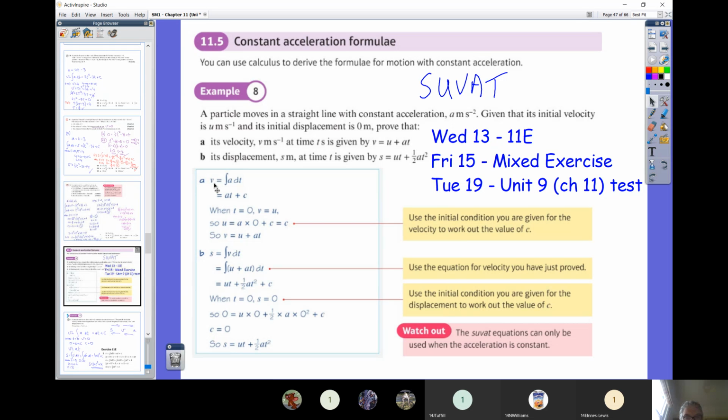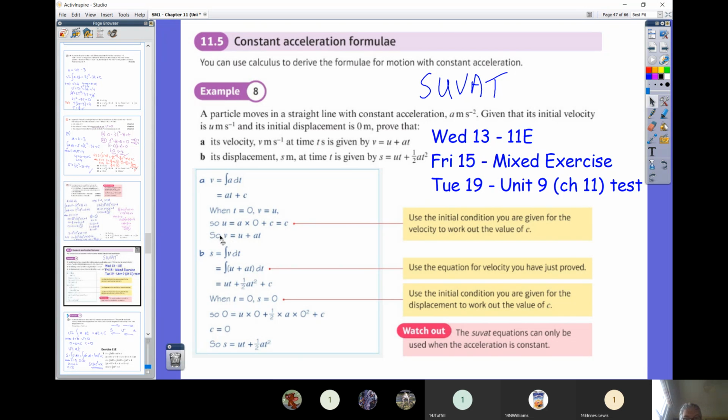We know that to get velocity, we integrate acceleration with respect to time. So our acceleration is a. When we integrate a constant a with respect to time, we get at plus c. Now they tell us when t is 0 that v equals u. So therefore we can see that u must equal c just by substituting in. So that proves that v equals u plus at, which is of course our first SUVAT equation.